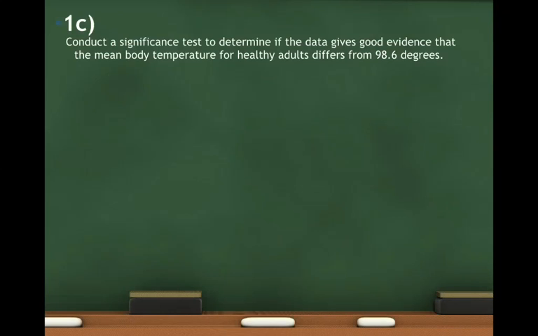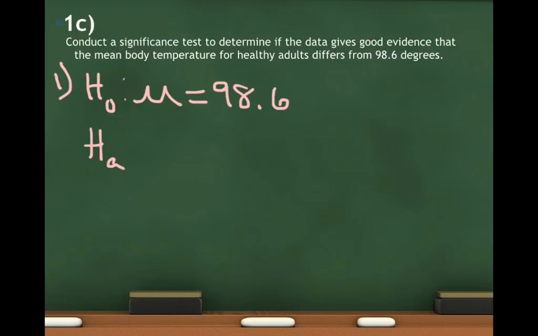Remember, when we set up hypotheses, our first step is to set up the hypotheses. You're going to have H0, our null hypothesis. Here we are claiming that the population's mean temperature is 98.6. Our alternative that we want to prove is that it differs from 98.6. So we're going to have mu not equal to 98.6 degrees. There's our first step. We have set up the hypotheses.